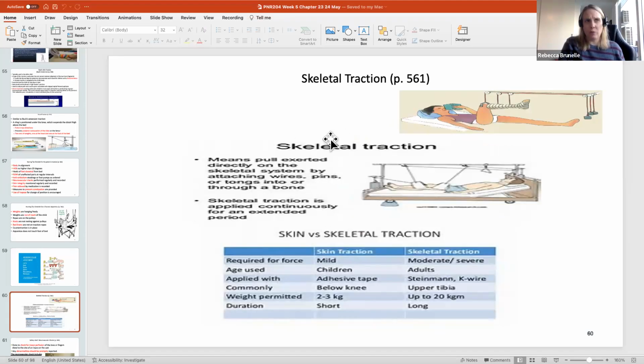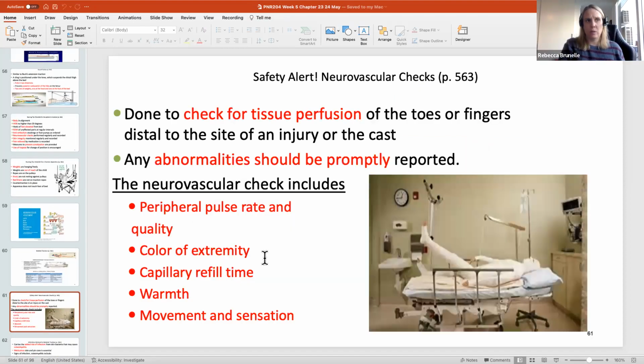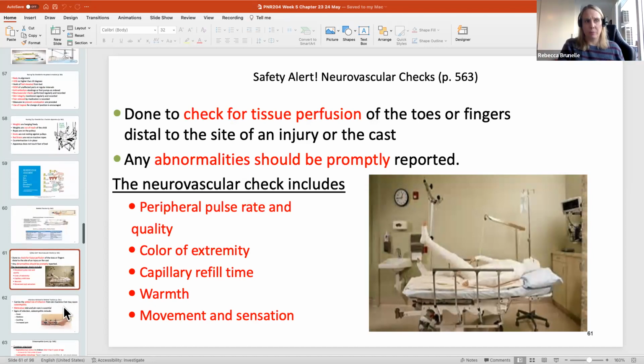This one is not super important. This is just going over the pin traction. And like I said, with skin traction, they wrap something around the extremity and they hook that up to the pulleys, versus when they're actually doing skeletal or pin, they're putting a pin into the bone. So this kind of reinforces what we just talked about in terms of doing the neurovascular checks, making sure you're doing good perfusion monitoring.